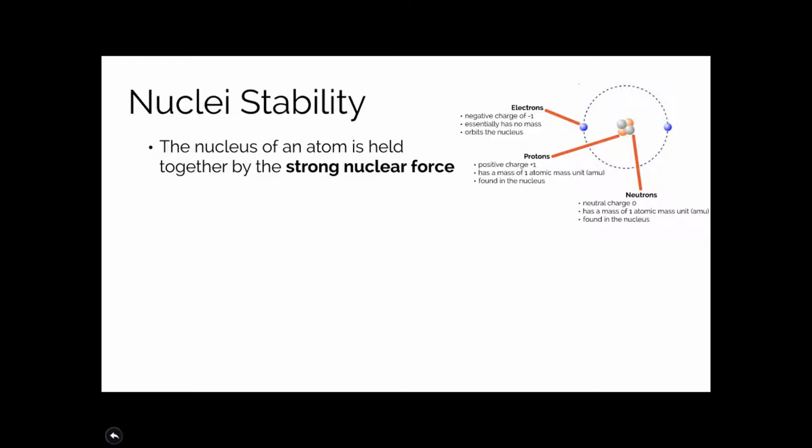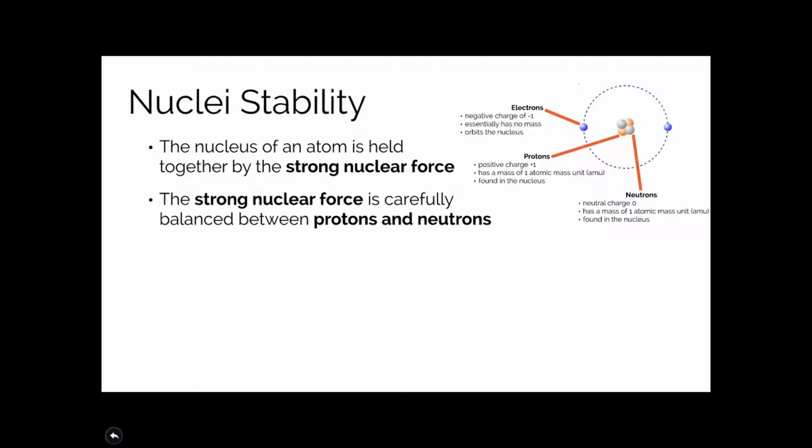Now remember that the nucleus is always held together by the strong nuclear force, right? And so when we're talking about nuclear reactions and nuclear reactors, the energy that gets released is the energy of the strong nuclear force. So we're breaking up the nuclei of atoms and releasing the strong nuclear force. Now, this strong nuclear force is everything that holds our atoms together, and all matter is made of atoms. So it plays a very important role, but it's actually a very careful balancing act between protons and neutrons.